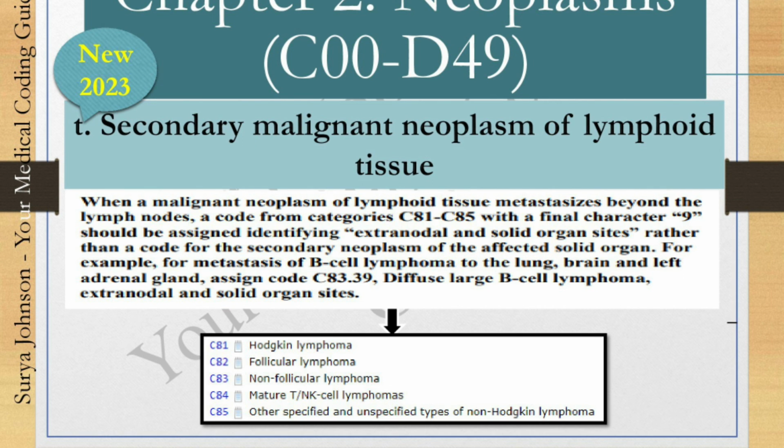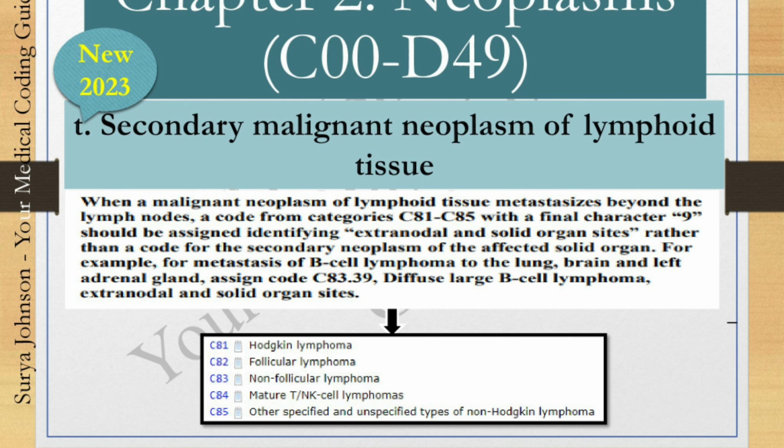In 2023, this T has been introduced. This is a new paragraph. It was not there till 2022. This T is secondary malignant neoplasm of lymphoid tissue. When a malignant neoplasm of lymphoid tissue is beyond the lymph nodes and is getting metastasized, in this scenario you will be coding C81 to C85, the series with the final character of 9, which states extranodal and solid organ sites.